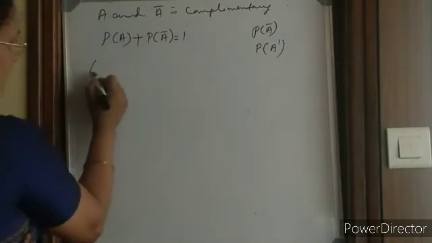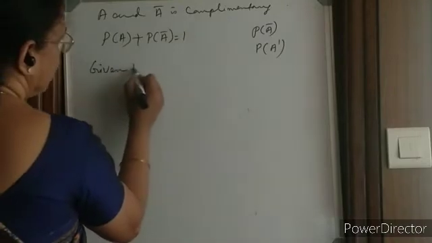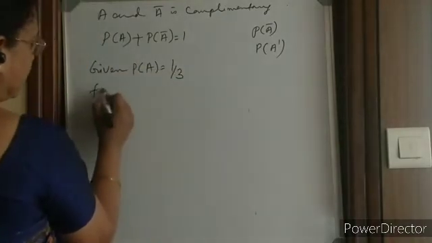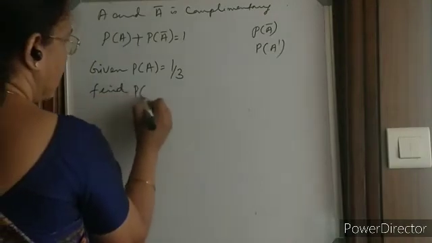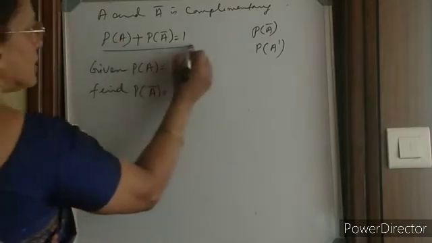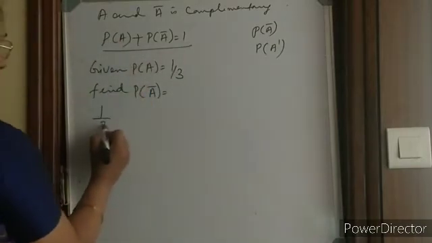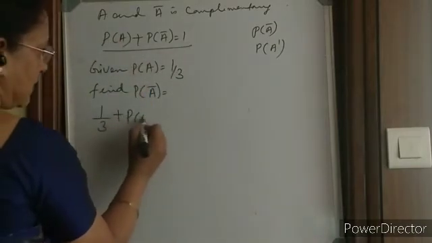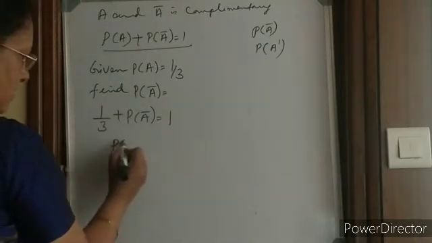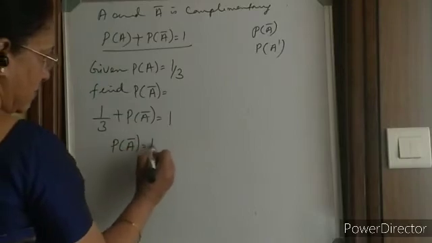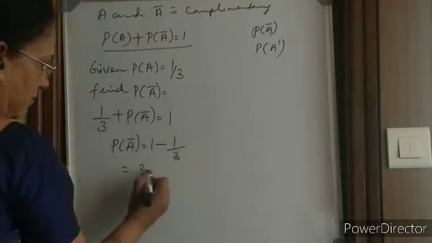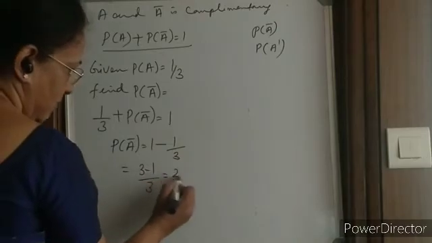Given probability of A equal to 1 by 3, find probability of A bar. If you use the result, this is 1 by 3 plus probability of A bar is equal to 1. You can take this to the other side. So probability of A bar is equal to 1 minus 1 by 3. So this will be 3 minus 1 by 3, equal to 2 by 3.